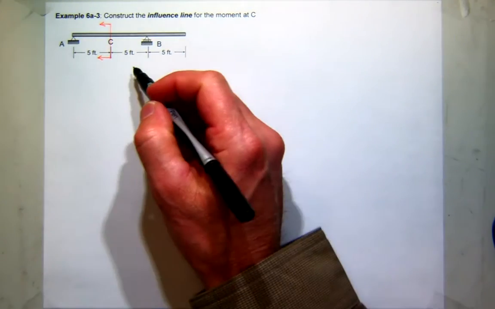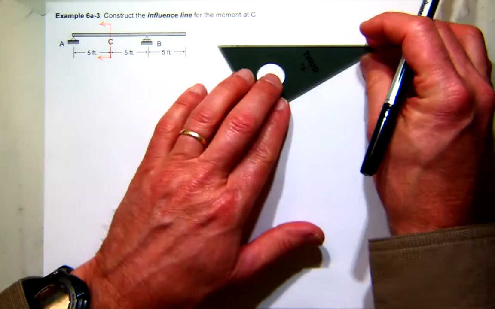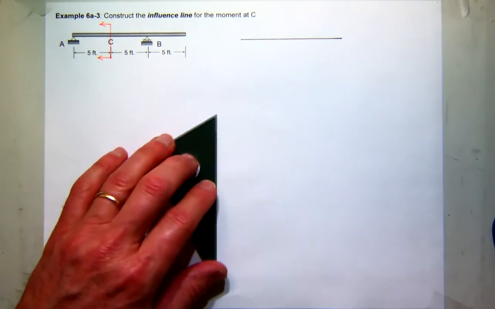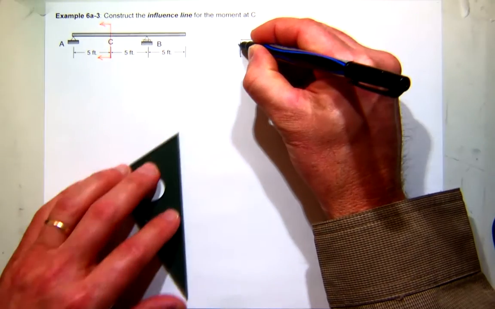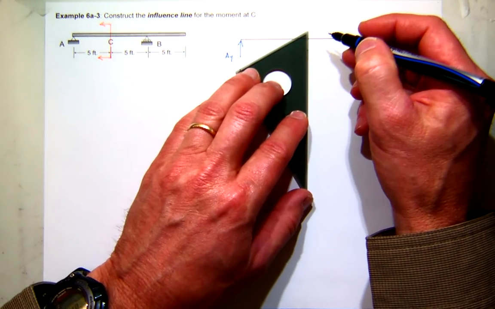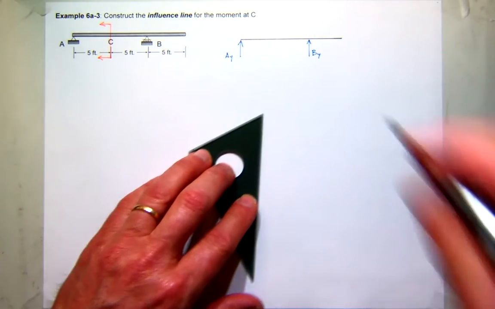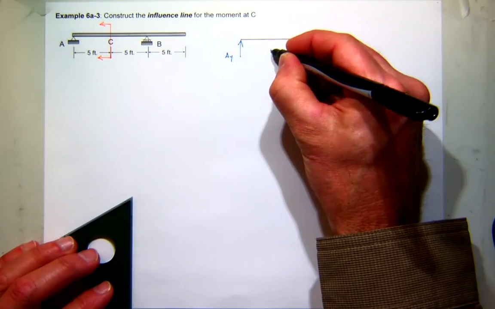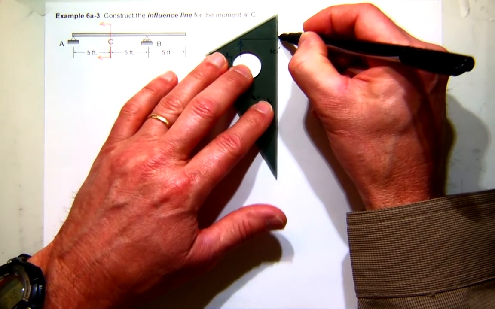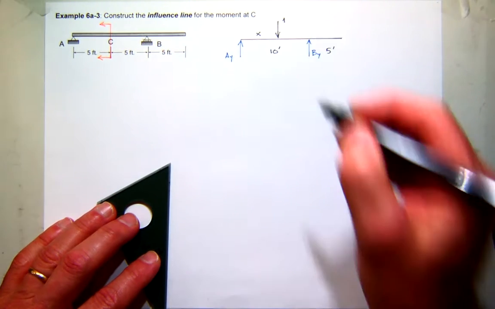And once I've made that choice, you can see I'm going to need to know something about AY. So I'm going to come over here and I'm going to draw a free body diagram and assume a direction for AY and BY. The distance between those is 10 feet. The overhang is 5. And then I'm going to assume here's my unit load at some distance X.